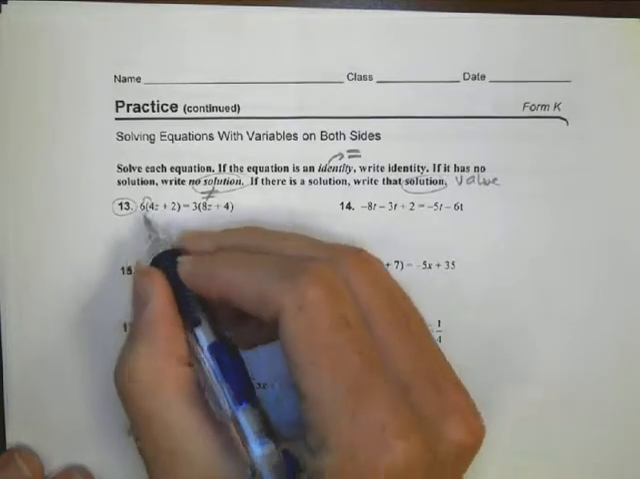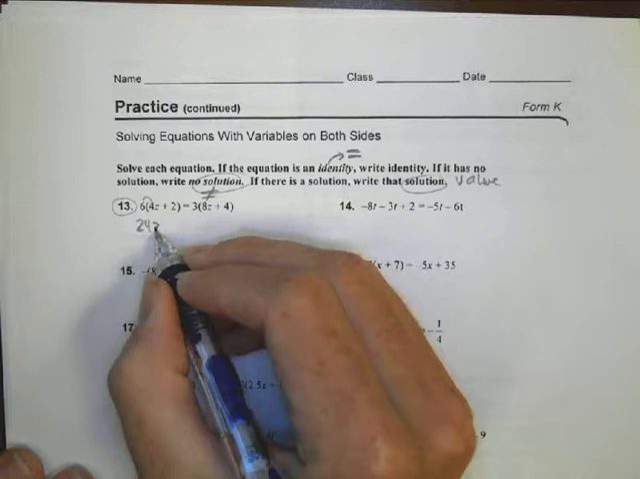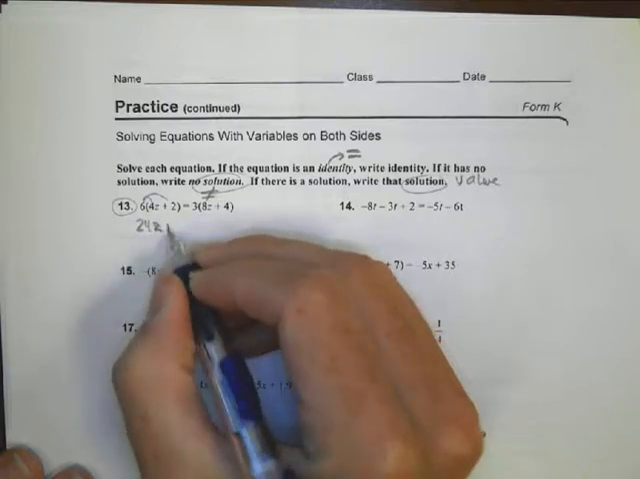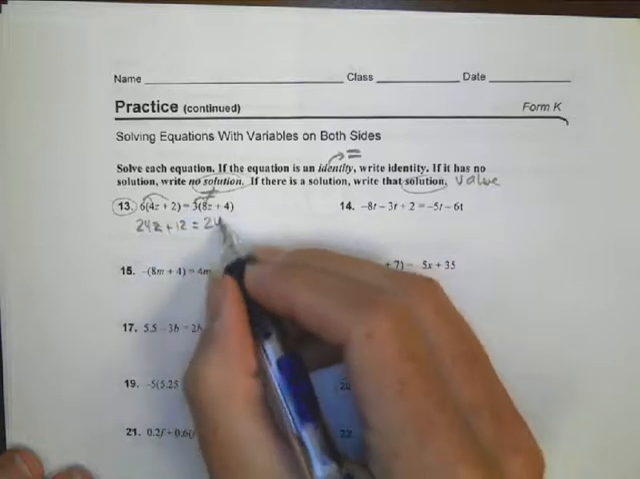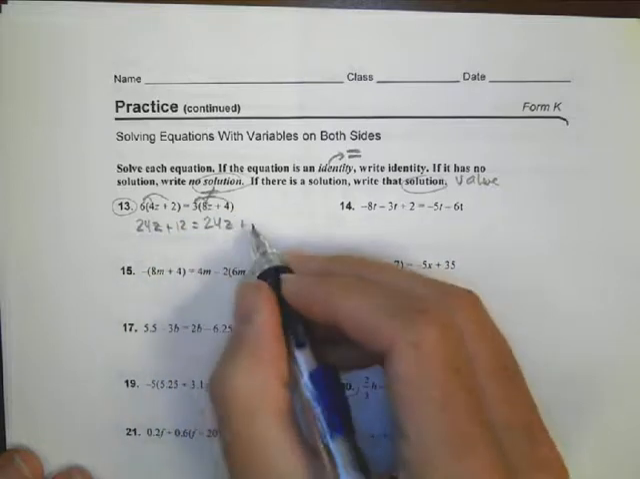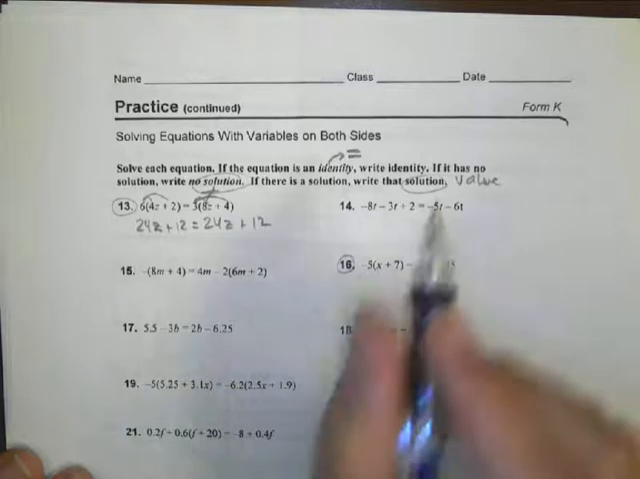This first one here, 13, we're going to distribute, and we have 24z plus 12 equals, distribute here, 3 times 8 is 24z plus 3 times 4 is 12.